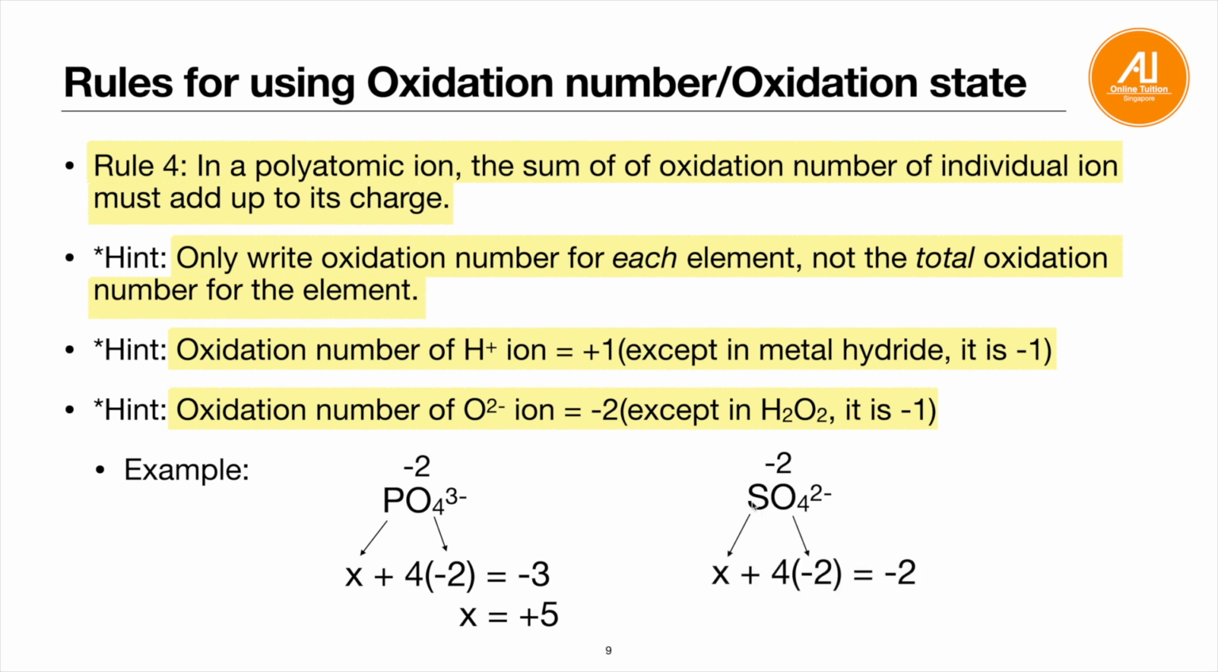X is for sulfur, okay, so you're supposed to figure out X plus what? 4 oxygen, so it's 4 times -2, and the overall is -2. So if you rearrange, X will be +6. So that kind of makes sense as well, because sulfur is group 6. Alright, so that's how you do it, okay?